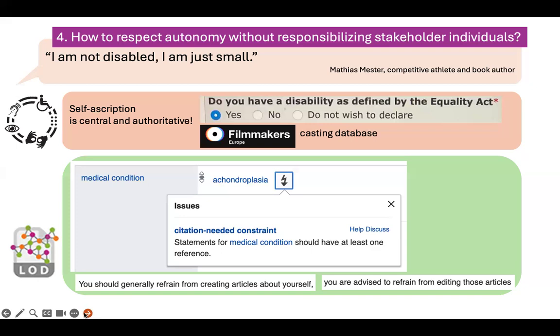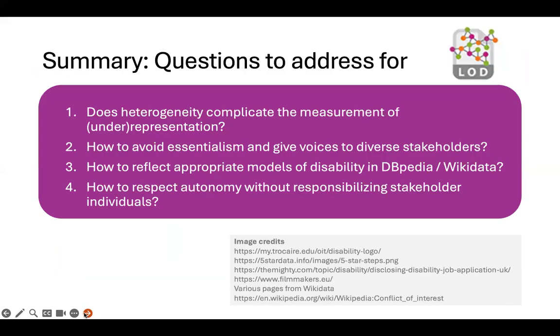Should we encourage or even force everyone to write about their own conditions or disabilities, if you will? Should we ask people to provide a reference for that? Or should we bar them from that? Very open questions here. And in general, this presents us with many open questions to be addressed by LOD.